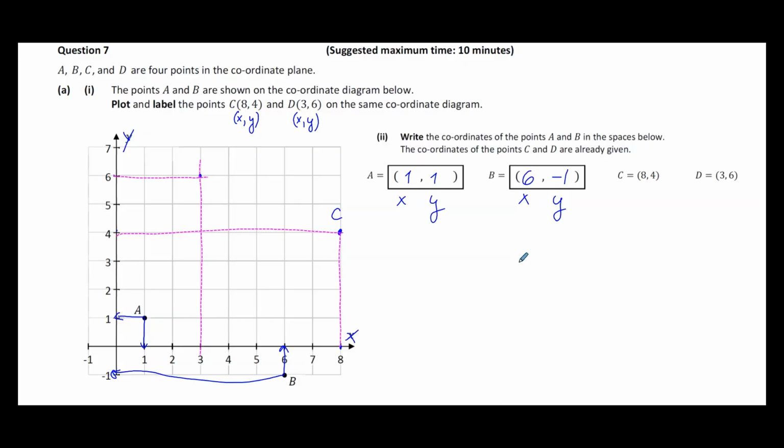And that's what I'm saying. That is actually every time in your exam, you're going to have to plot and label points.